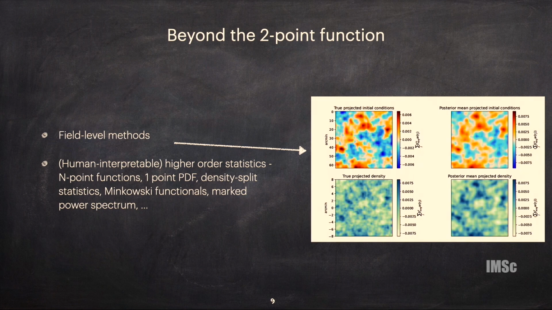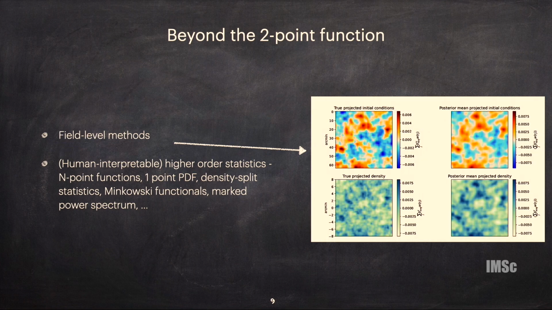I'm not the first person to talk about this. This is an active area of research. You can broadly split it into two sort of techniques. One is called field level methods. I don't know if anyone is going to talk about it here. The other is through human interpretable higher order statistics. We've already heard in the morning about the bispectrum. We've also heard about the 1-point PDF. There are Minkowski functionals. We heard about the Mach power spectrum and so on. So this is a very active area of research.